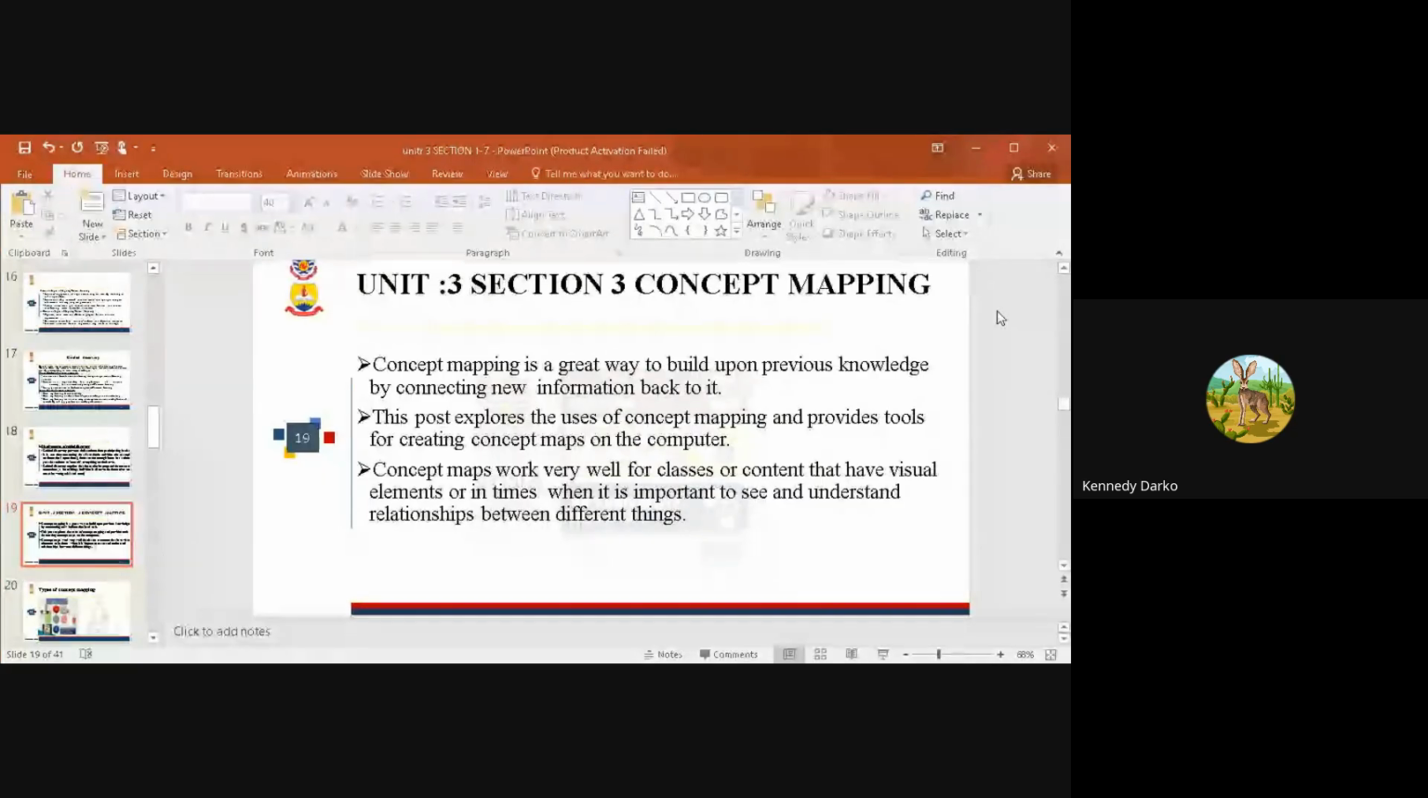Concept maps work very well for classes or content that have visual elements, or in times when it is important to see and understand the relationship between different things. So that's the concept mapping.